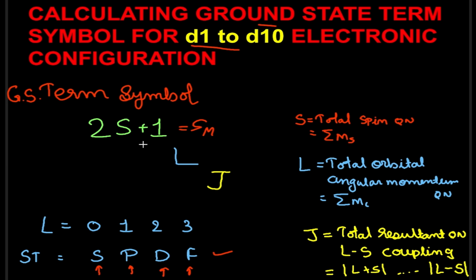The method of calculating the term symbol is that we have to obtain S, L and J, and then from S we get 2S+1, and then we write all the values. One more thing, for the values of J, from Hund's rule we know that for less than half filled, the minimum value of J will be used, and for more than half filled, the maximum value of J will be used.